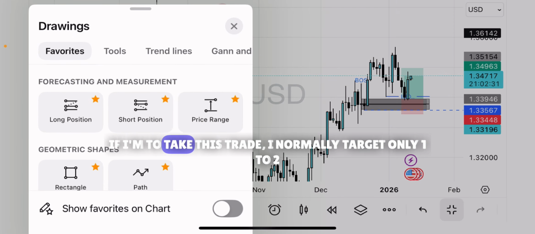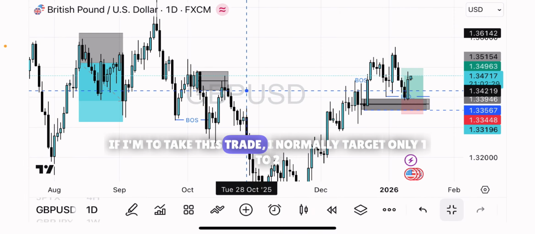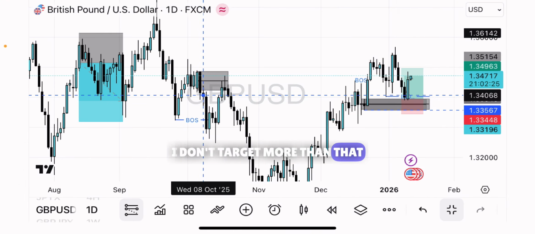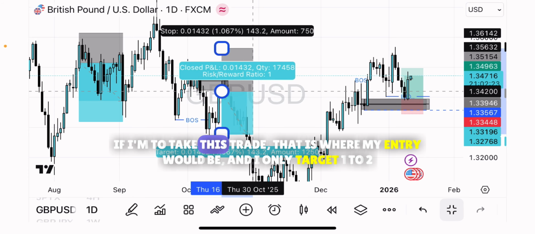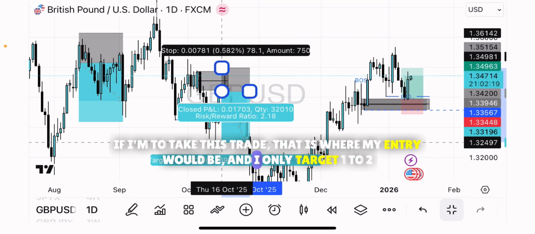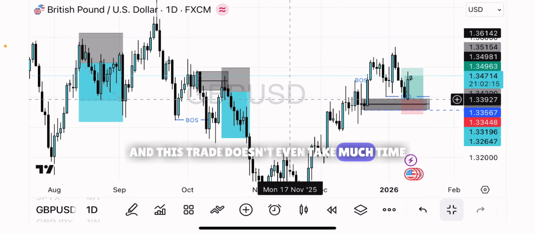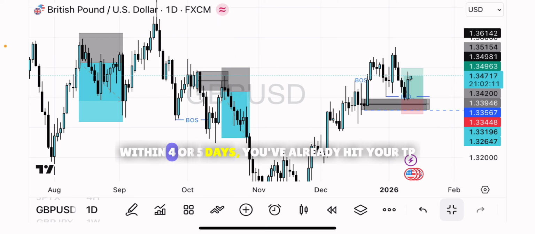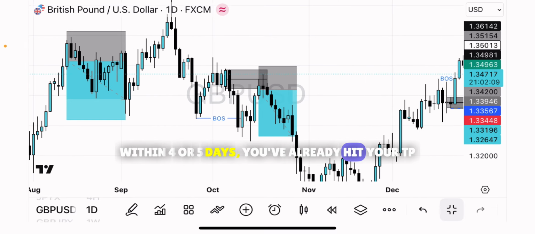If I am to take this trade, I normally target only 1 to 2. I don't target more than that. If I'm to take this trade, that is where my entry will be, and I only target 1 to 2. And this trade doesn't even take much time. Within 4 or 5 days, you've already hit your TP.